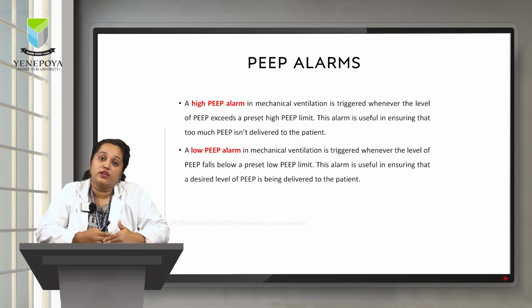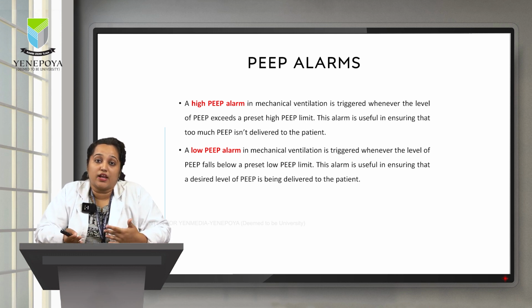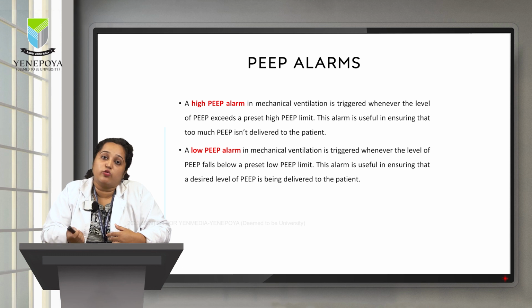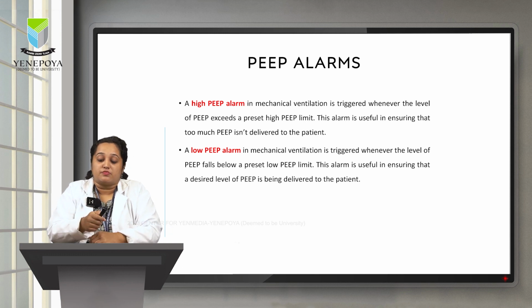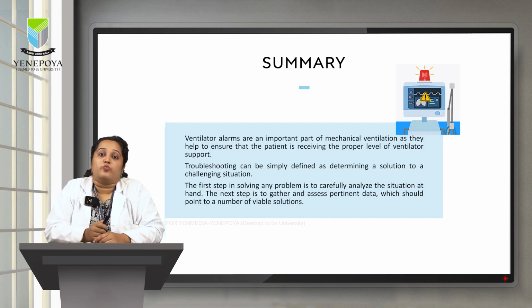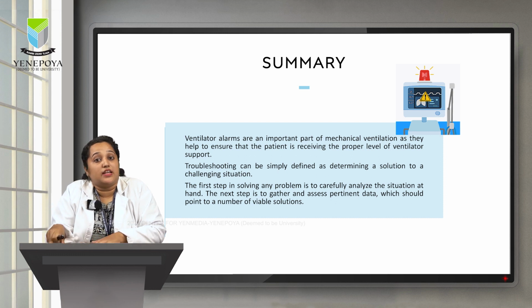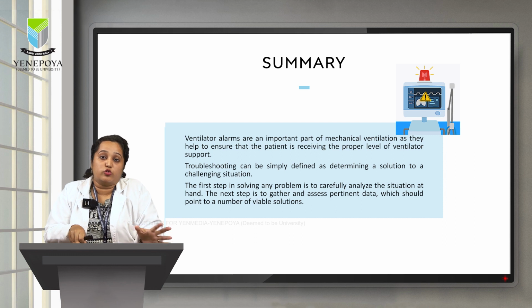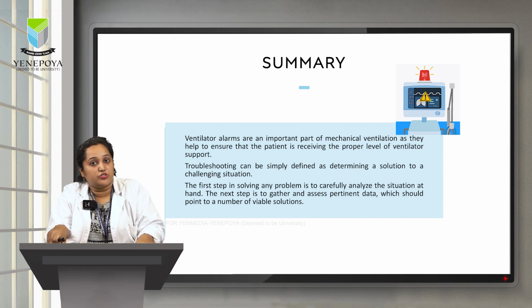Imagine the lower limit of PEEP is kept at 3 centimeters of water, and currently the low PEEP alarm is seen. That means there could be some disconnection or some dislodgement, so we need to go and troubleshoot that. So we have seen so many alarm situations now with the various case scenarios and what could cause them and how we can troubleshoot them.